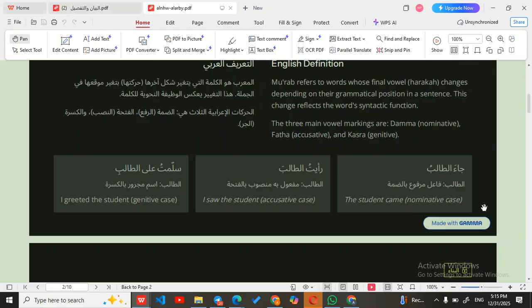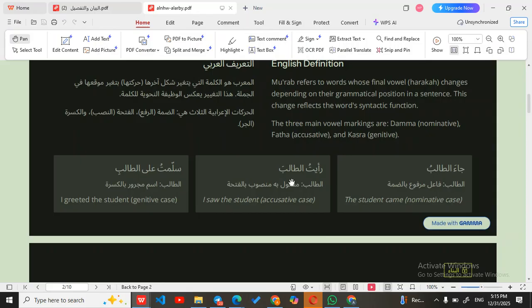The second example, ra'aytu at-taliba. At-taliba ends here with fatha. Why? Because at-taliba here is an object. An object in Arabic is called maf'ulun bi, and maf'ulun bi always ends with fatha. That is the reason why talib is ending with fatha here. So you say talib maf'ulun bi mansubun bil fatha.